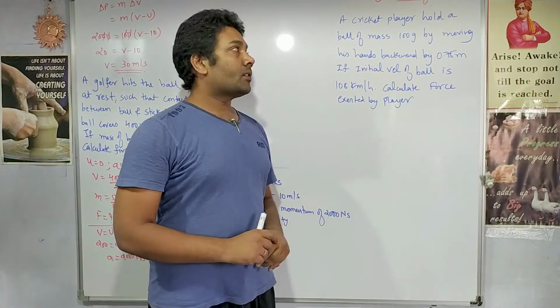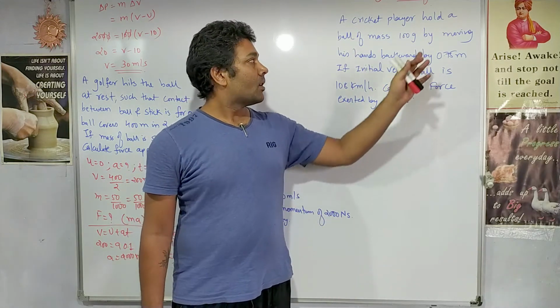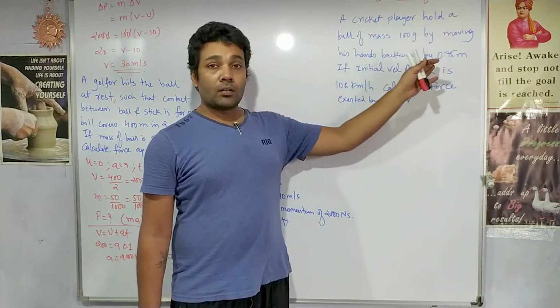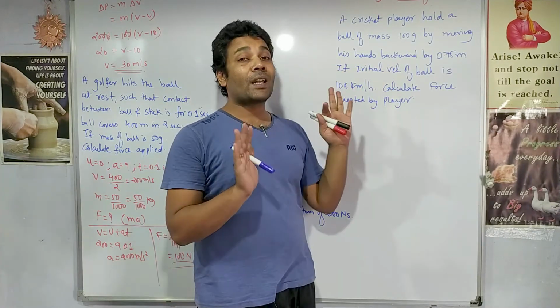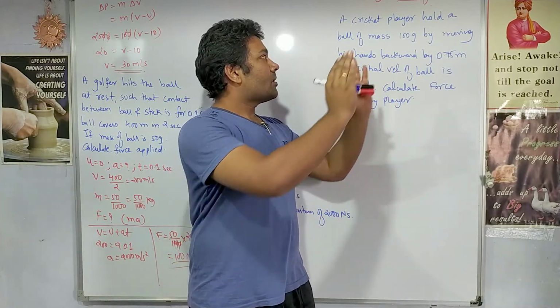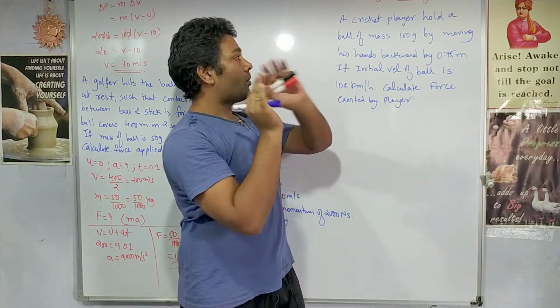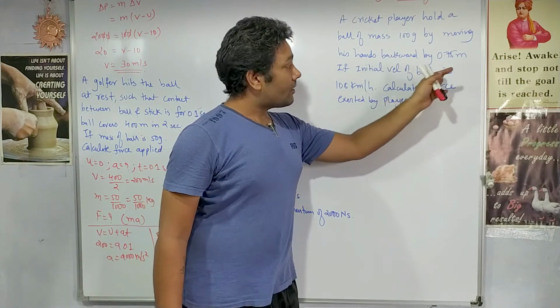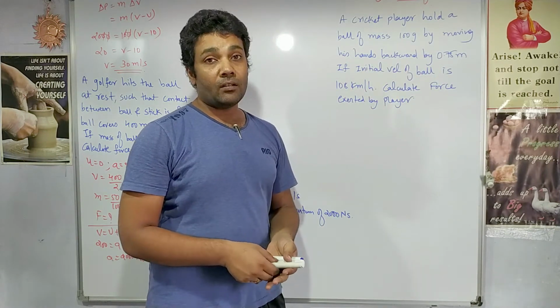So here we have another question. A cricket player holds a ball of mass 100 grams by moving his hands backward by 0.75 meters. So you should visualize the question, right? He is holding a ball and he moves his hands back by 0.75 meters. If the initial velocity of the ball is 108 kilometers per hour, calculate the force exerted by the player.